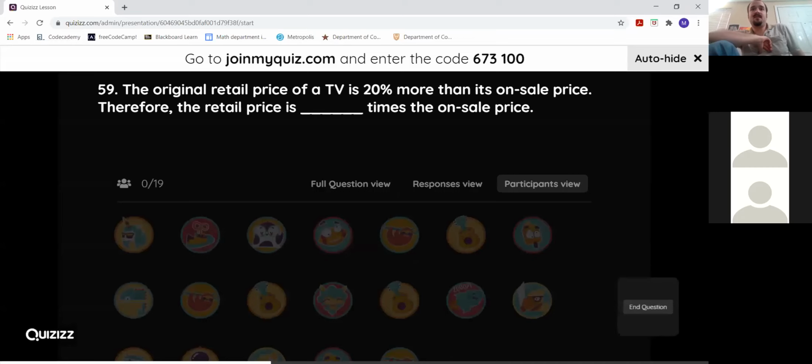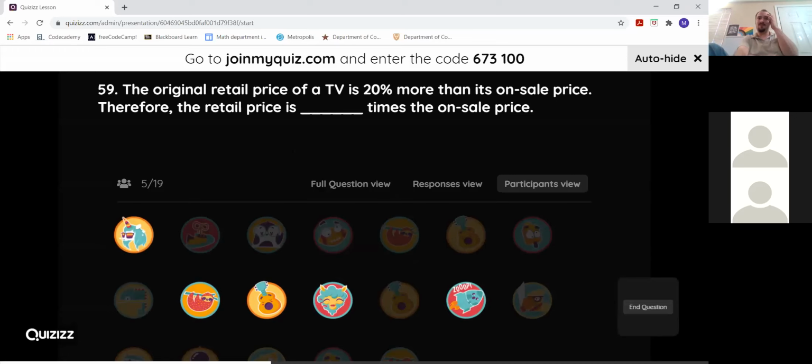The original retail price of a TV is 20% more than its on-sale price. Therefore, the retail price is blank times the on-sale price. So now we're going 20% more. What they're wanting is the number that we're multiplying by. So if we go 20% more, what's the percent of is the first thing you have to think about. If we're going up 20%, we have blank percent of, and then you have to convert that percentage to the decimal.